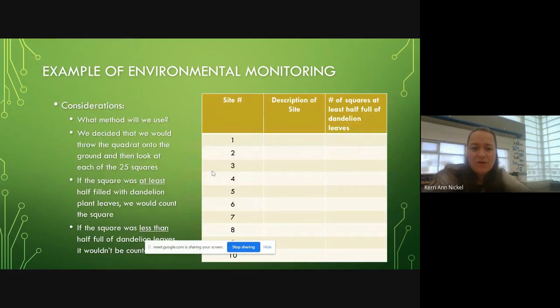So then we also needed to figure out how are we going to measure. So what we decided is that we would throw the quadrat onto the ground and then we'd look at each one of the 25 squares. And I'll show you this process in just a minute. If the square was at least half filled with dandelion plant leaves, we would count the square. And if the square was less than half full of dandelion leaves, it wouldn't be counted. So this is the method that we used to be able to measure how much of our quadrat had dandelions.